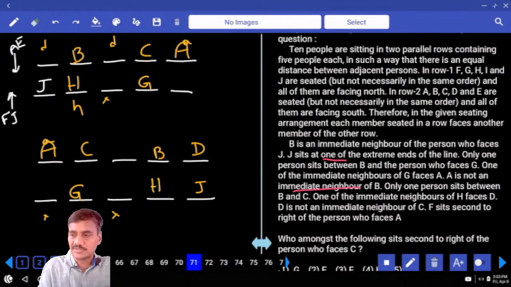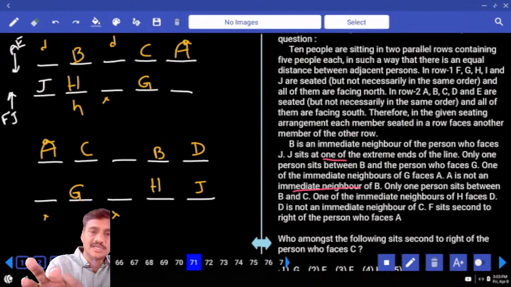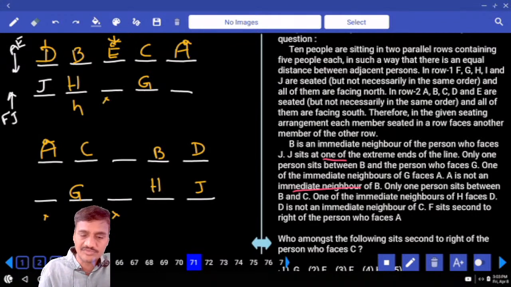One of the immediate neighbors of H faces D. D is not an immediate neighbor of C. As D is not an immediate neighbor of C, this is ruled out, and D is here. And A, B, C, D, E, and here F, G, H, I, J.